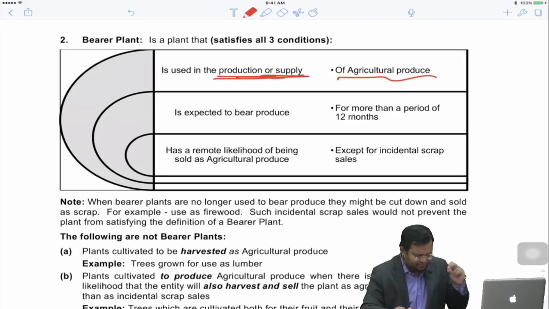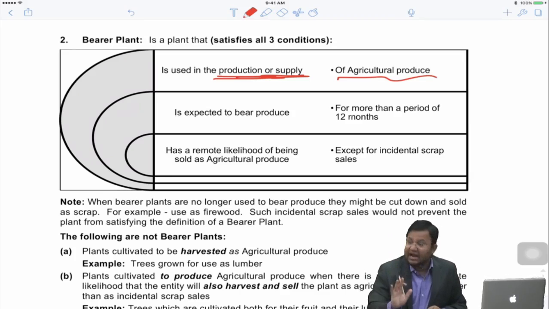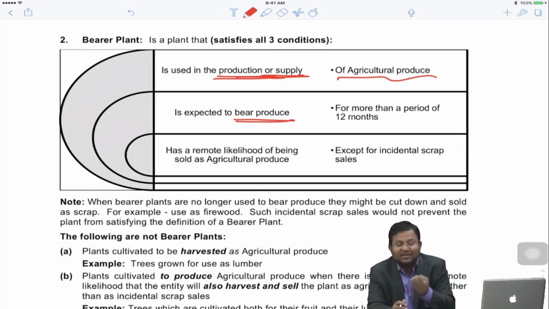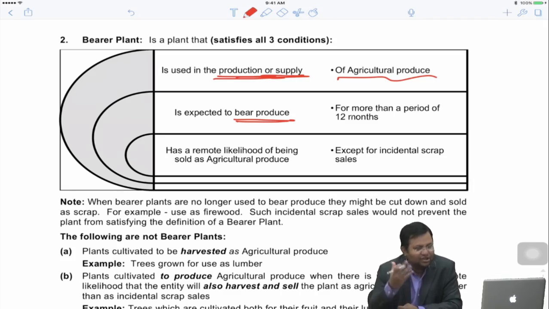Listen, bearer plant is a plant that is used in production or supply of an agriculture produce, and it is expected to bear the produce for more than 12 months. मतलब वो प्लांट के ऊपर more than 12 months तक एग्रीकल्चर प्रोड्यूस आने वाला है. Like mango tree are expected to have mangoes for more than 12 months. कोई मैंगो ट्री 12 महीने के अंदर खत्म नहीं होता. मैंगो ट्री का लाइफ 12 महीने से ज्यादा होता है, रबर ट्री का लाइफ 12 महीने से ज्यादा होता है, टी गार्डन में जो ट्री होता है चाय का, उसका लाइफ 12 महीने से ज्यादा होता है.